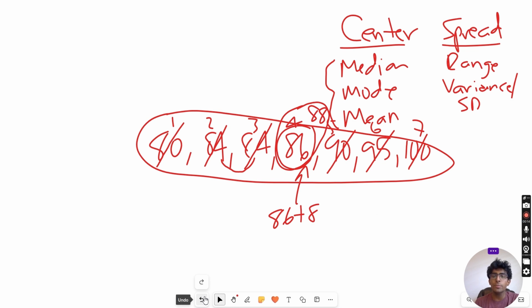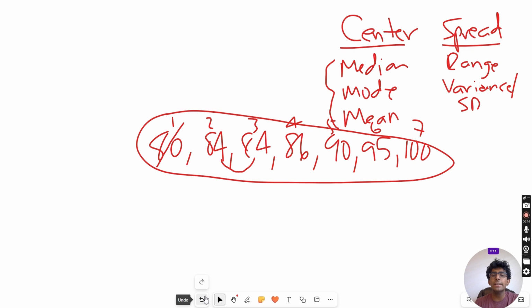Let's go over spread, and then we'll talk a little bit more about these measures together. So spread, what exactly is range? Range just refers to the highest number in the data set minus the lowest number in the data set. So what's the highest number here? It's 100. The lowest number is 80.